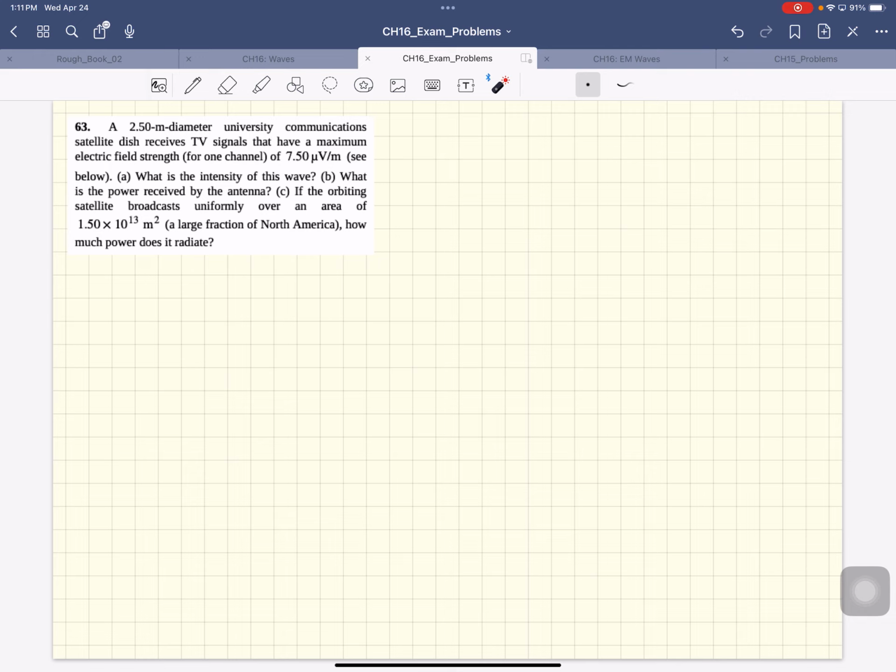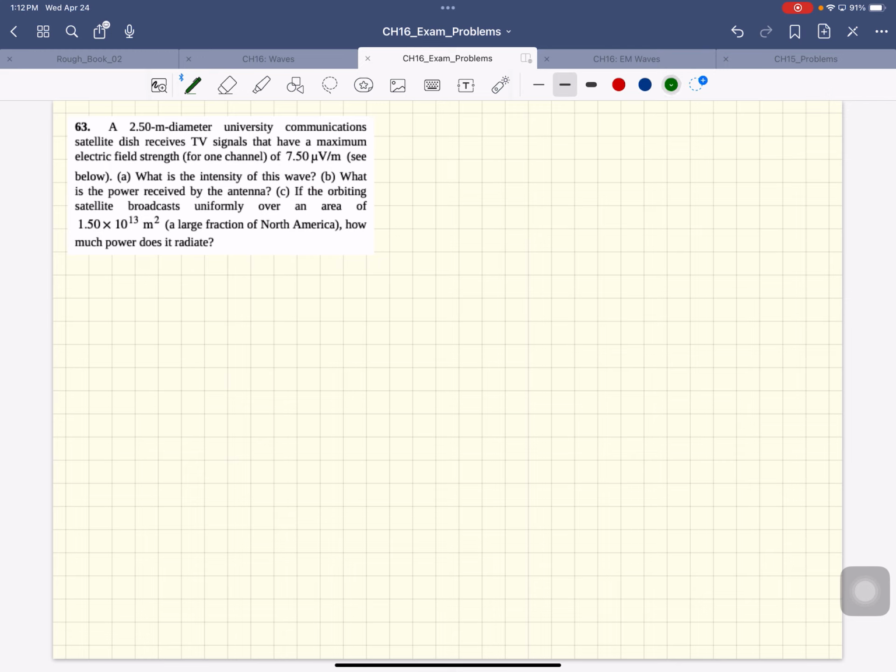All right, so we'll do this. This next problem says a 2.5 meter diameter university communication satellite dish. So 2.5 meters is roughly the width of this table. So a dish this big receives TV signals that have a maximum electric field strength of 7.5 microvolts per meter. What is the intensity of this wave?